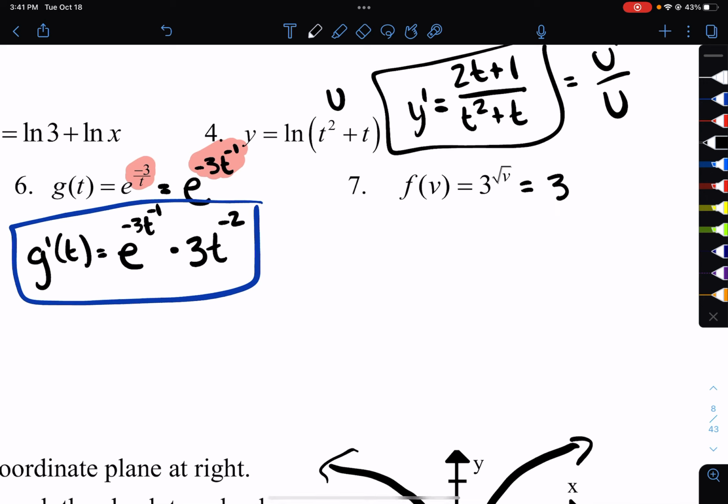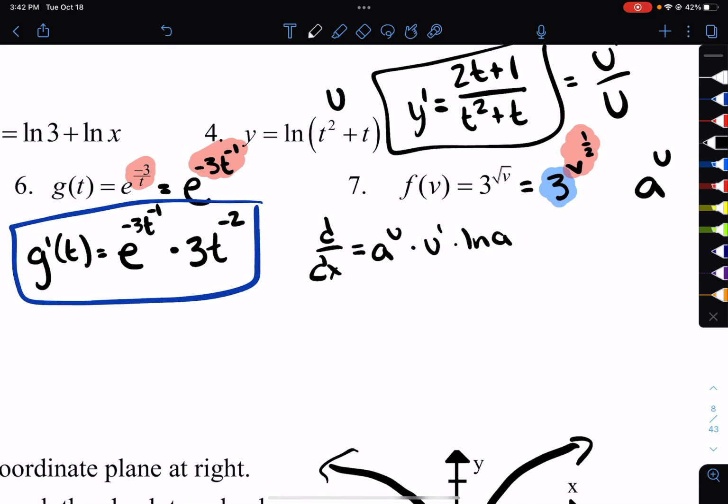I'm going to rewrite this as 3 to the v to the 1/2. So I'm taking the derivative, and I've got a base of 3 with some exponent on top that's another function. So this is kind of like I have a to the u. And my formula said the derivative of a to the u is a to the u times u prime times the natural log of a.